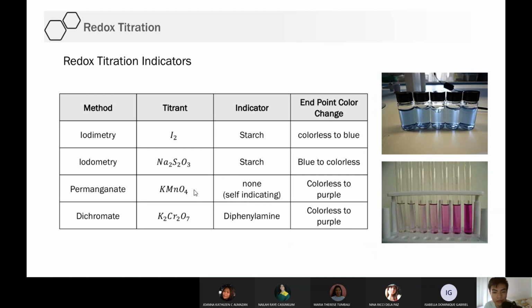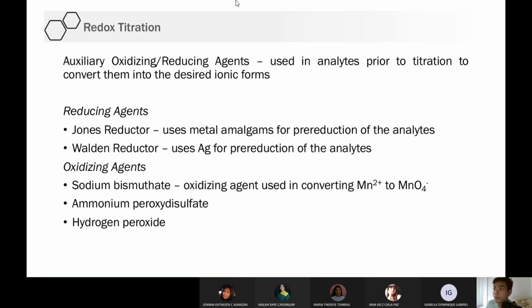This is sensitive to light, kaya ginagawa namin to in darkness. Pag nagta-titration kami, madilim yung room. So, we shut all the lights. We only use dim lights when titrating with permanganates. Kasi ang permanganate nasisira to in the presence of light. And we have dichromate na indicators diphenylamine. I can find the picture of the color transition, but from colorless to purple lang din siya. So same, medyo same dito. Okay. And those are the titration indicators for different methods in redox titration.